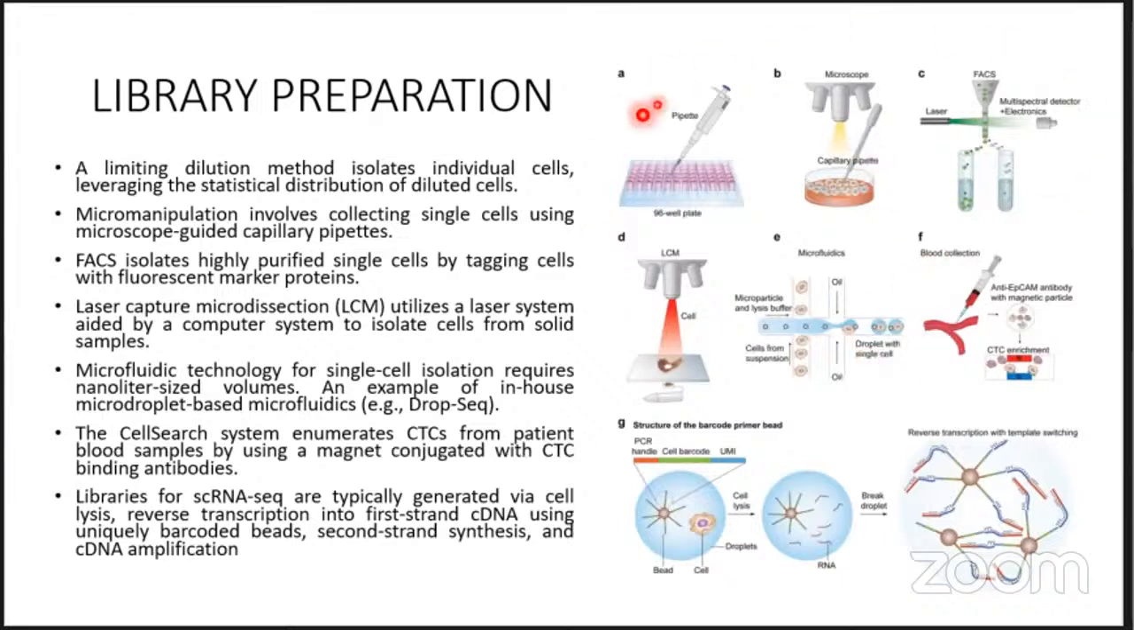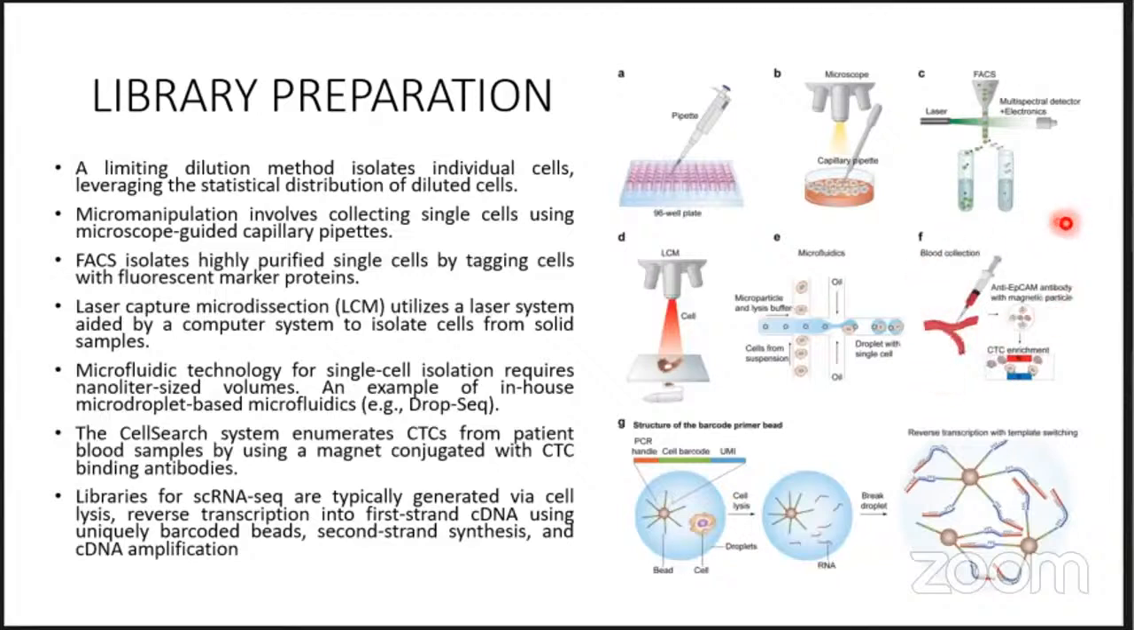Once we have the single cells, we have to choose which cells are of our interest. From each cell we generate a huge amount of data, but as it is a single cell, we cannot generate many reads from each cell. So we have to enrich our cells.